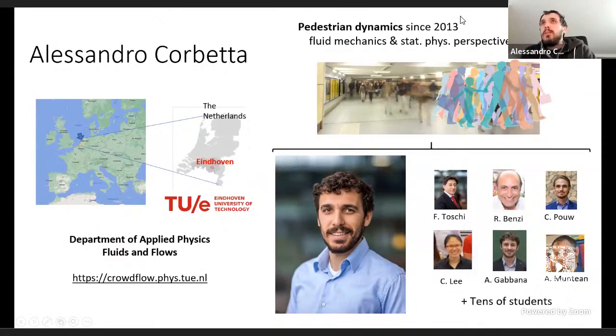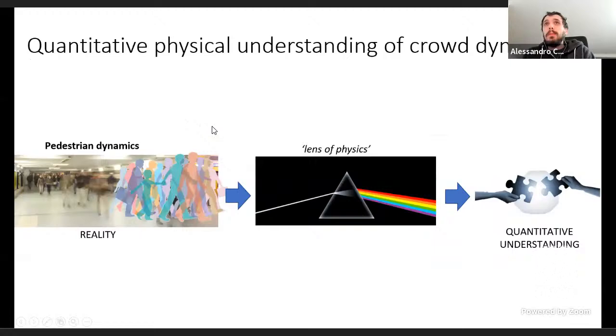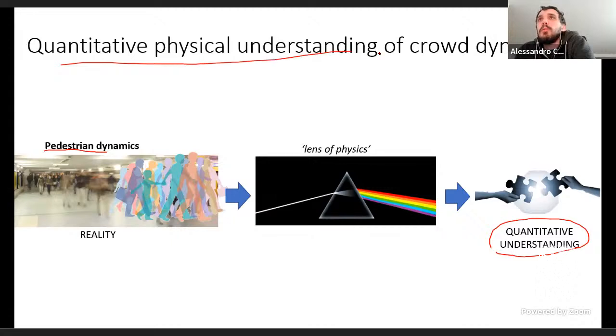Our work is somewhat at the interface between fluid mechanics and more like statistical physics. So the point is, given this very special system that are human crowds, these aggregates of pedestrians moving, the purpose is to achieve some degree of quantitative understanding of the system. And so the major question is, what does it even mean achieving a quantitative understanding of this system?